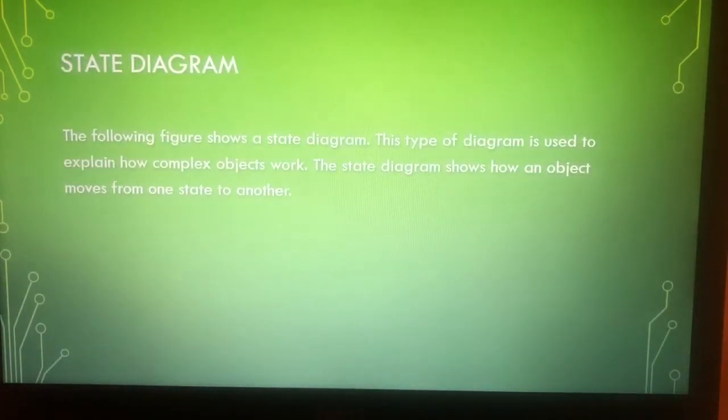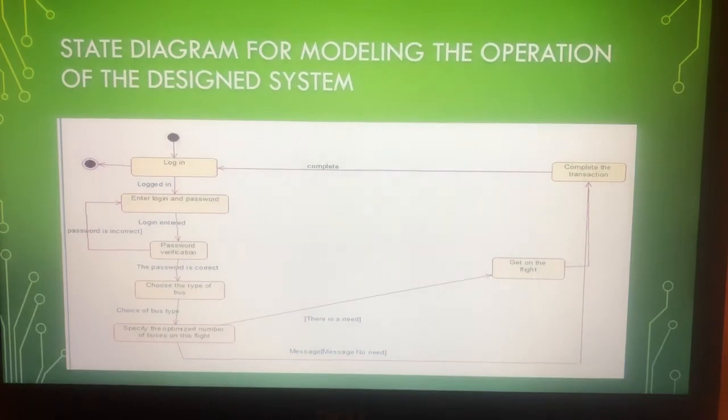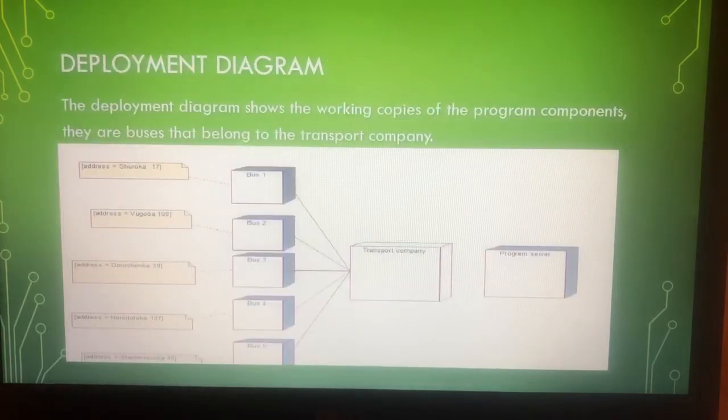Another diagram is a state diagram. The following figure shows the state diagram. This type of diagram is used to explain how complex objects work. The state diagram shows how an object moves from one state to another. So in this picture, there is a state diagram for modeling the operation of the system.